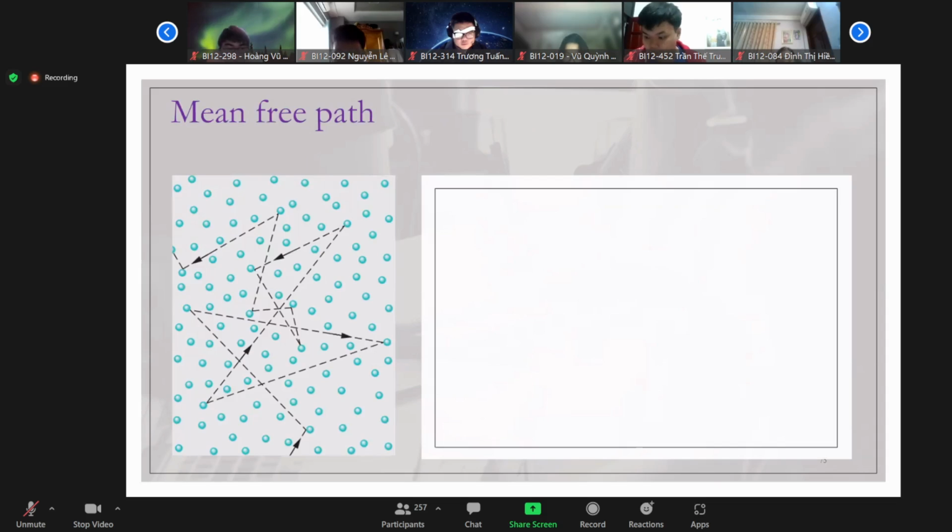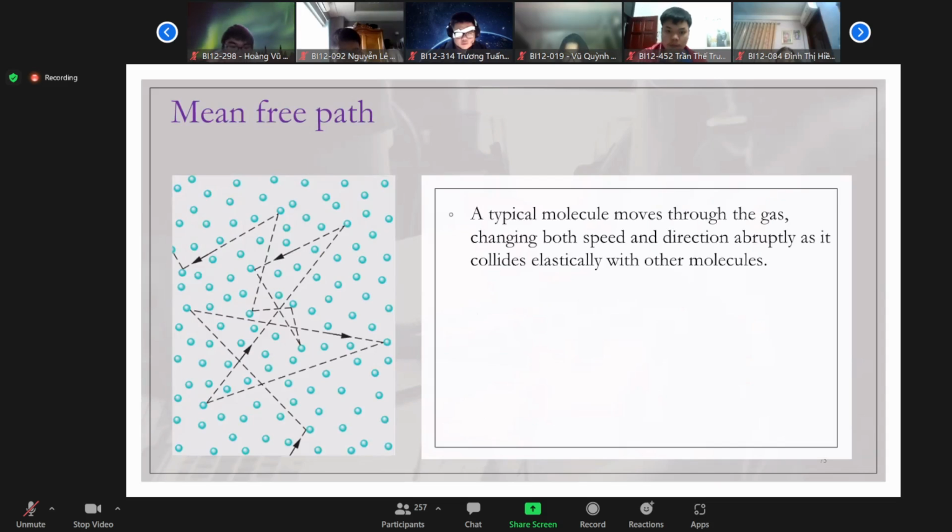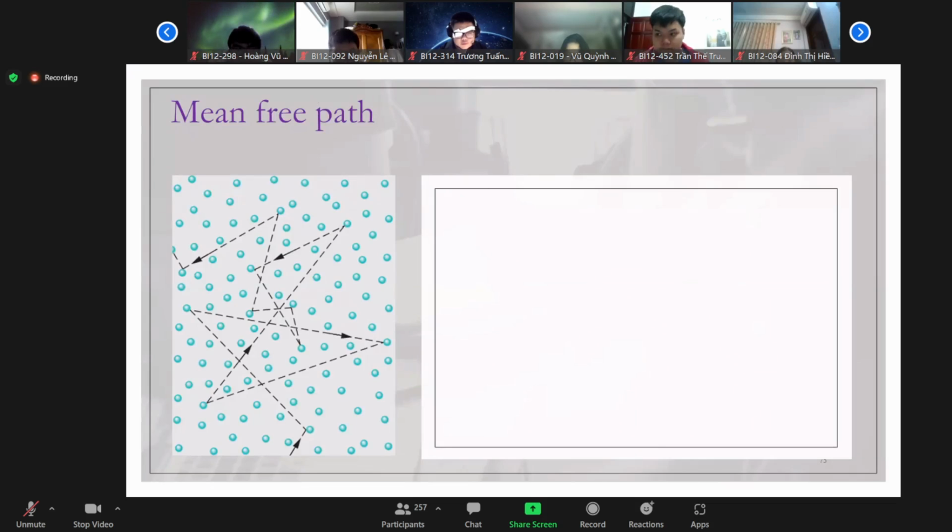We try to finish the mean free path then. I think if we can stop here or we continue to study a new concept, the mean free path. The mean free path. What is the mean free path?